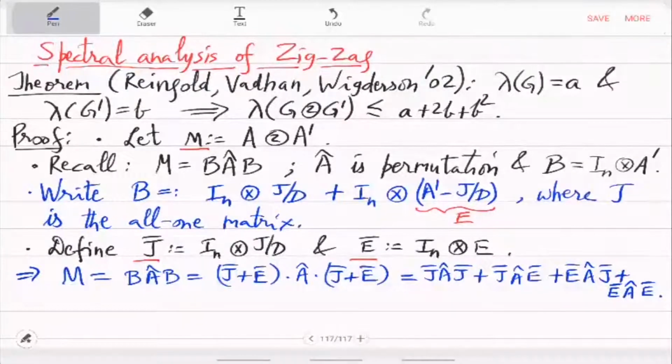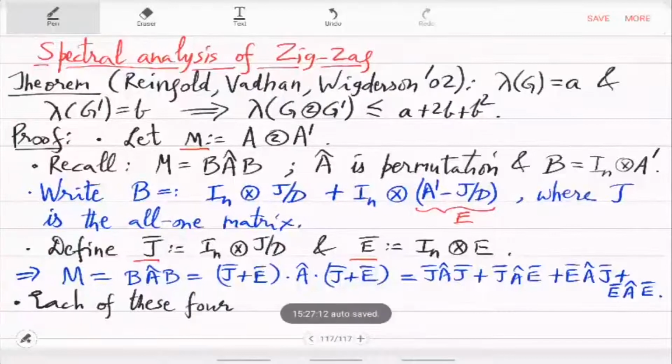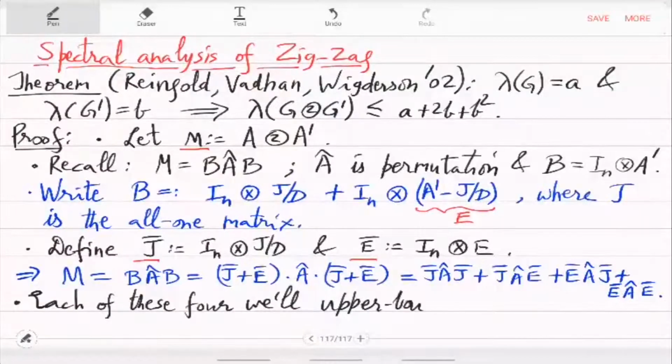Okay, so there are these 4 terms when you multiply out: J bar J bar, J bar E bar, E bar J bar and E bar E bar. Remember that this multiplication is possibly non-commutative, so these are 4 terms, could be different. The last 3 we will consider as the error, the first as the main term. So each of these 4 we will upper bound using the matrix norm first.